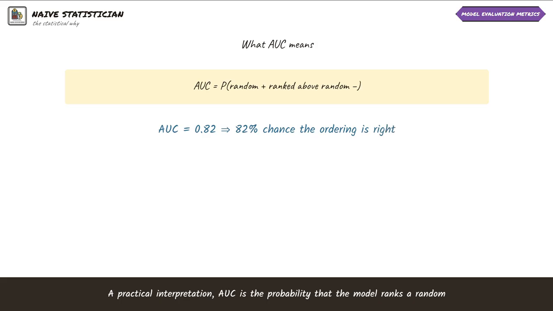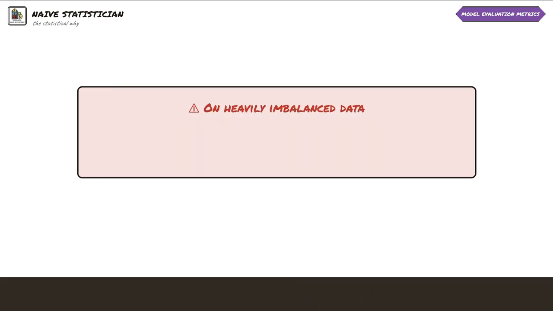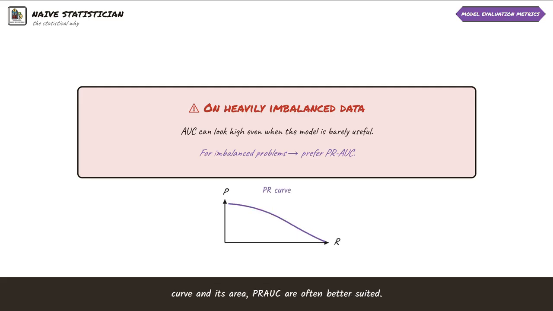A practical interpretation: AUC is the probability that the model ranks a random positive example higher than a random negative example. An AUC of 0.8 means there is an 80% chance the model gets the ordering right. AUC is threshold independent, which makes it great for comparing models, but it has a known weakness. On highly imbalanced data, AUC can look impressive even when the model is not actually useful. For imbalanced problems, the precision recall curve and its area, PRAUC, are often better suited.